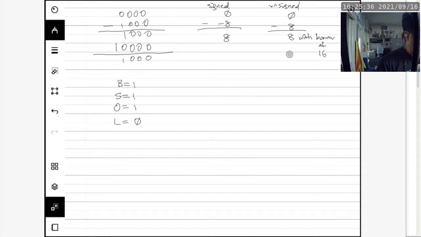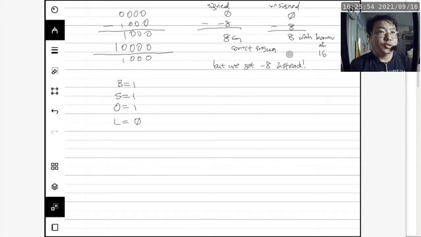All right. So this is not 8, okay? This is the correct answer. But we got -8 instead. So remember earlier I mentioned that this is also related to overflow. The reason why it's overflowing is because using the signed interpretation as 4 bits, there's no way to represent 8. That is what overflow is about.